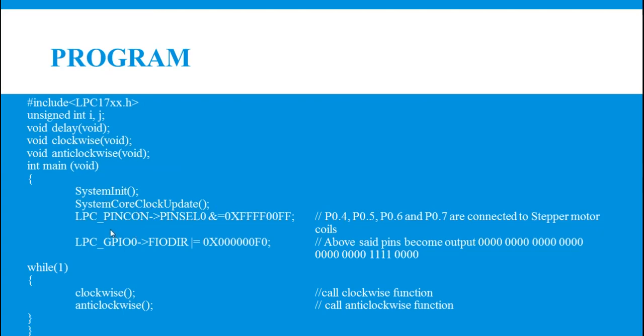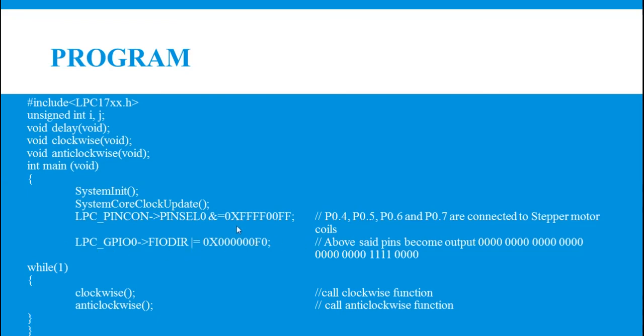Then after this, as usual, you have to configure the selected pins as general purpose input output pins. This is how this value was obtained, as discussed in the earlier slide, and this value must be logically ANDed with the earlier value of the pin selection register, so that only those 4 pins will be configured as GPIO and the rest of the pins will be unaffected.